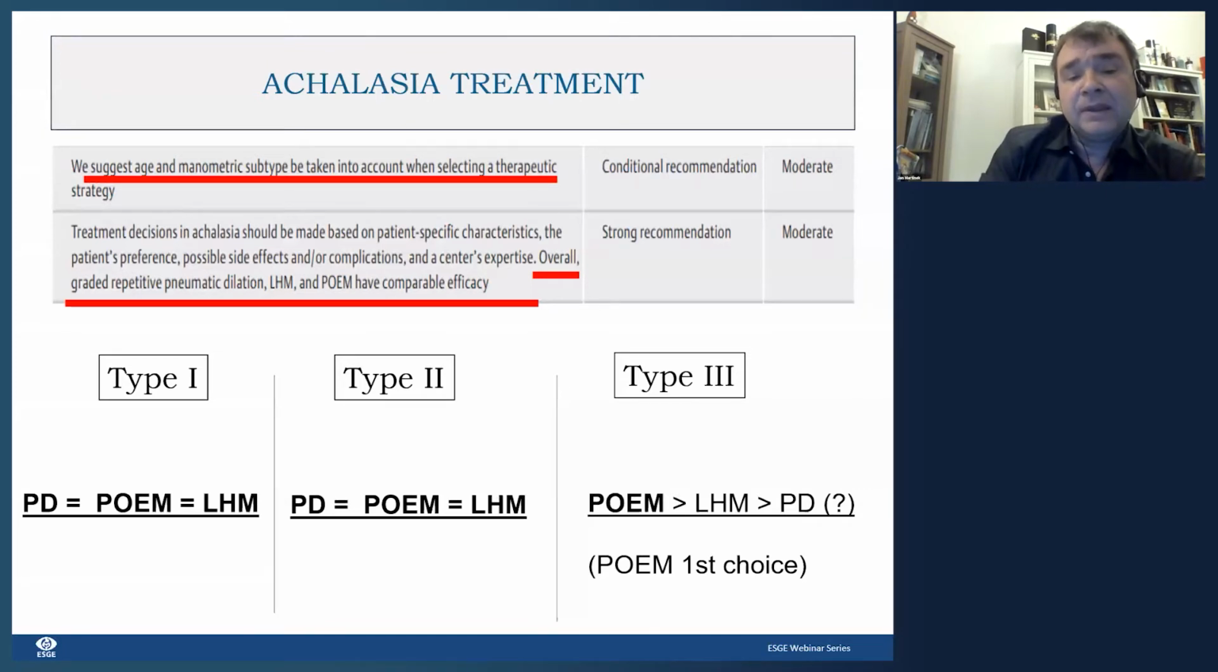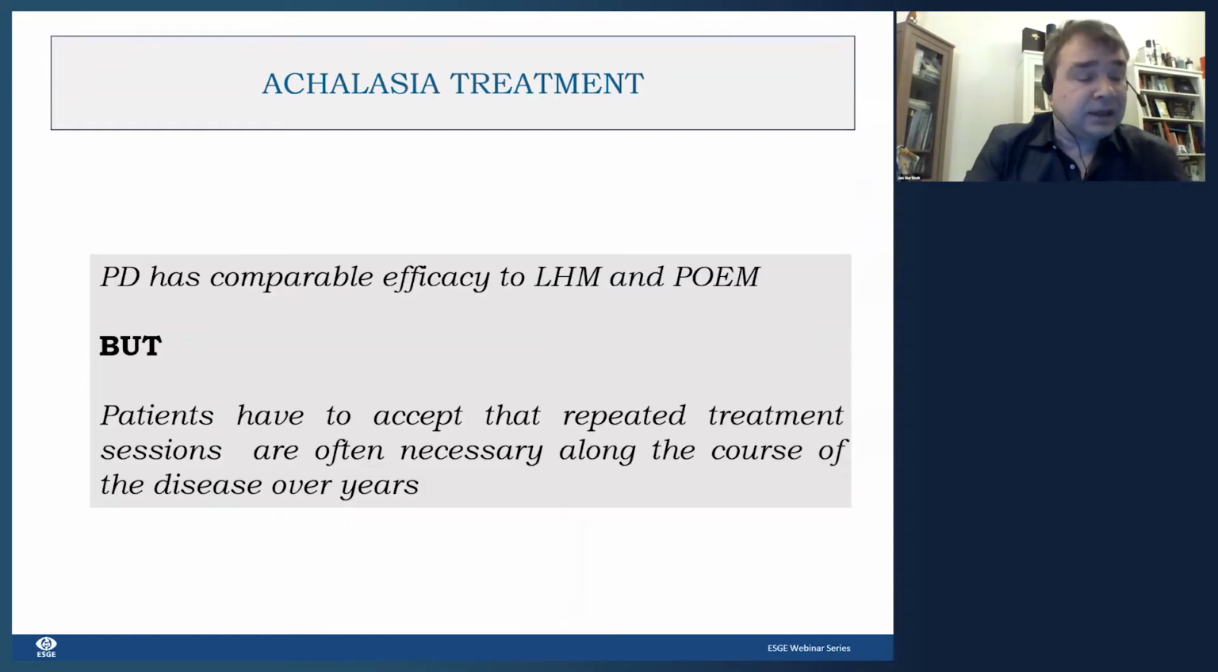for patients with type 1. The same applies for type 2. And only in type 3, there is enough data to consider peroral endoscopic myotomy as a first choice treatment, having some advantages over both laparoscopic myotomy and pneumatic dilation.